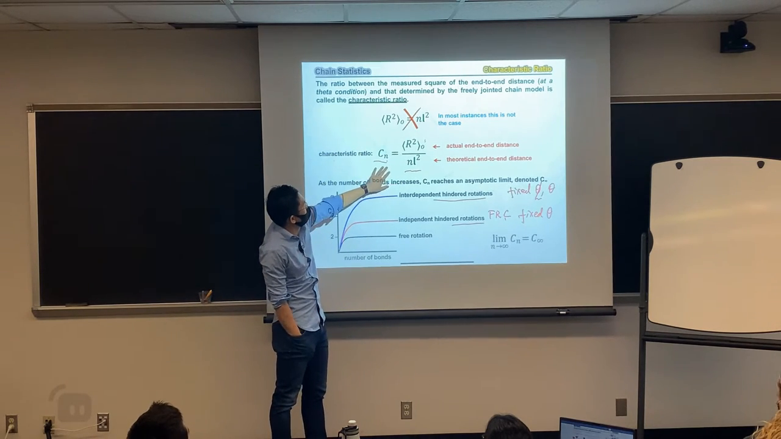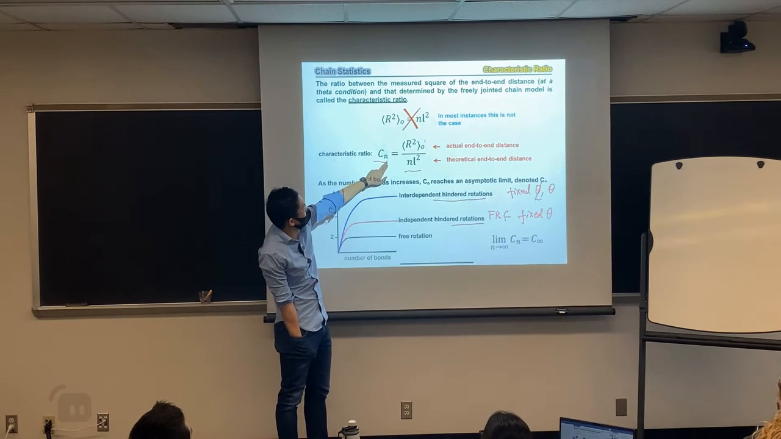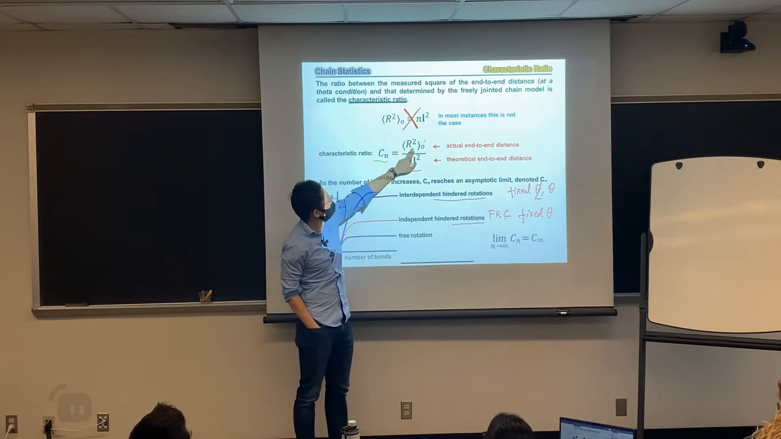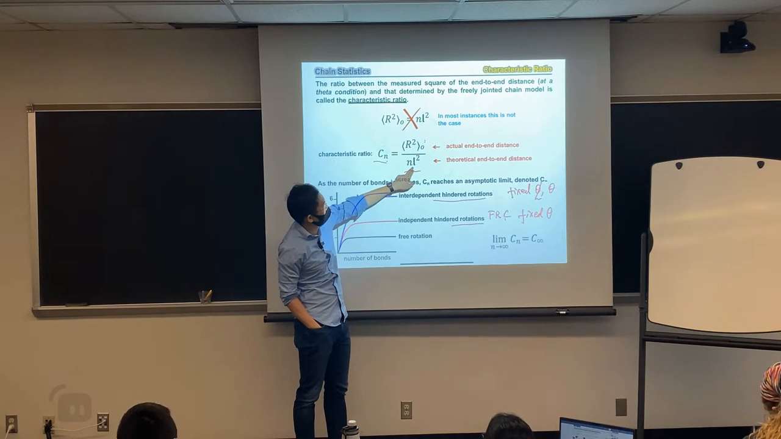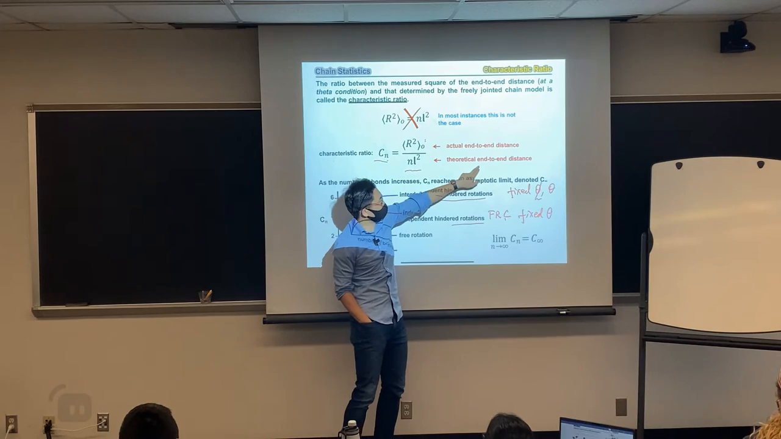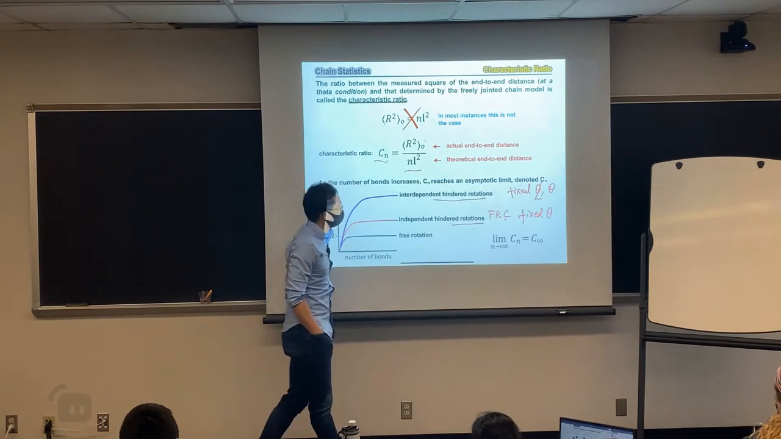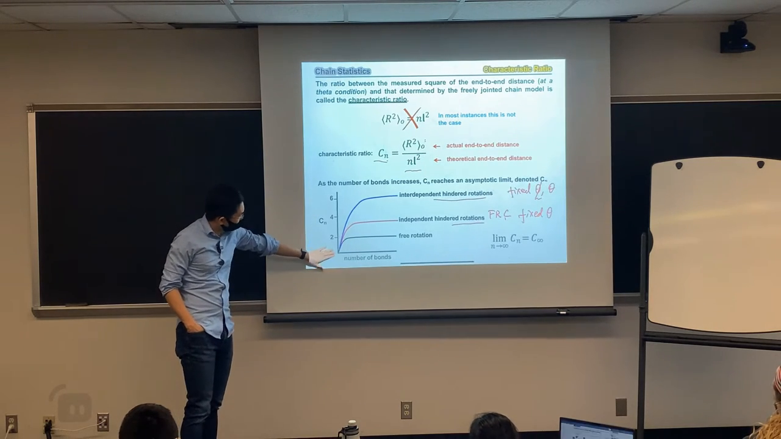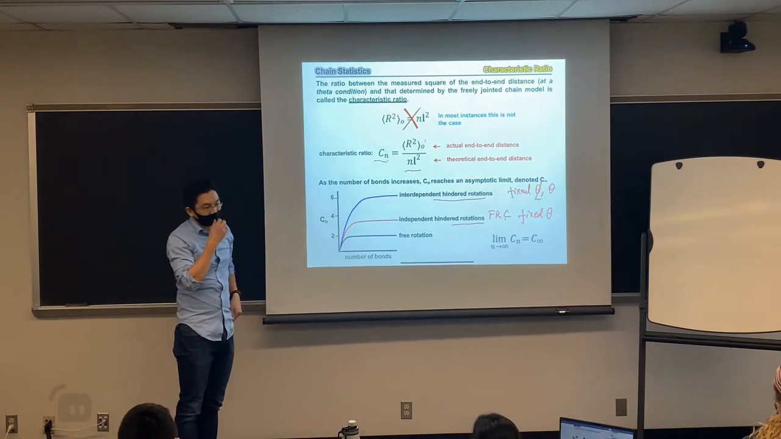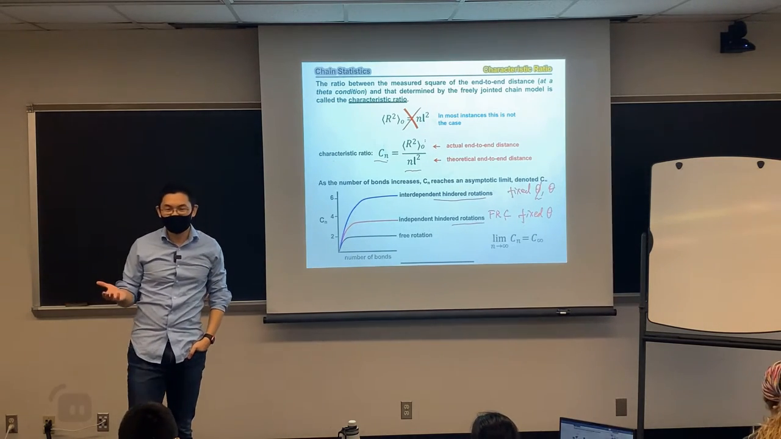So we can rewrite and define this characteristic ratio as C infinity, which is the average of n to n square divided by N L square. This is the theoretical end-to-end distance using a free joint chain. This is the actual one. So let's take a look at it here. What if C infinity equals 1?